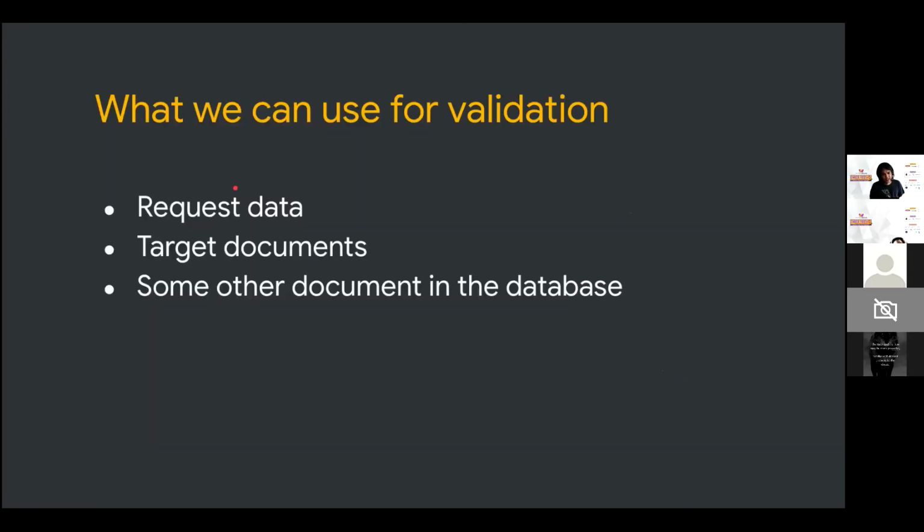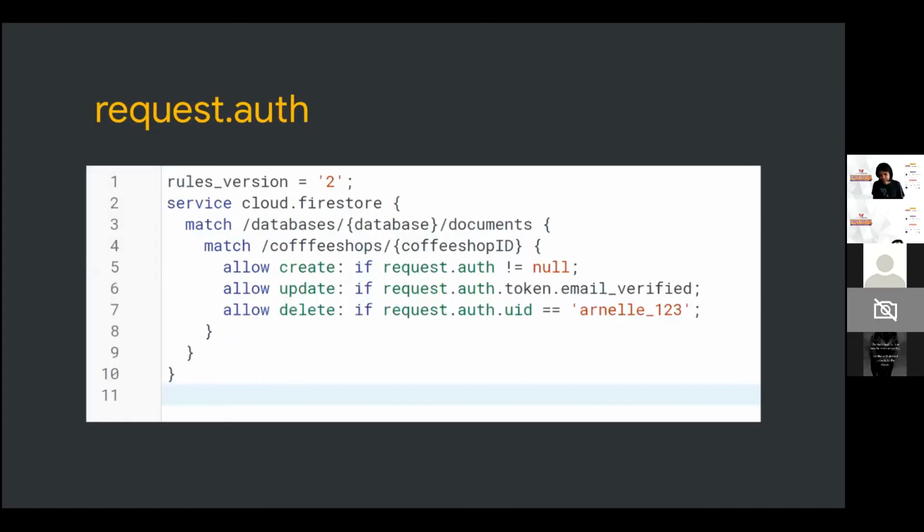Aside from simple if true, if false security rules, a lot of the time we will have more complex logic in our security rules. There are some things that we can use in our security rules to validate the request. First would be the request data, which is the incoming request. Here we can get information about the user making the request and the payload, or the data being sent in the request. Second would be the target document, the document that we are trying to protect with our security rules. And then finally, some other arbitrary document somewhere in the database. Let's go through them one by one.